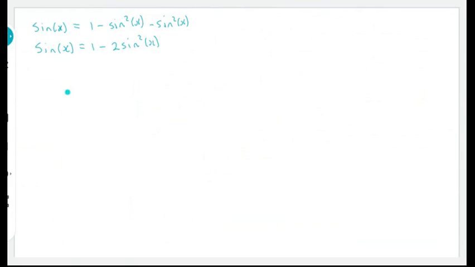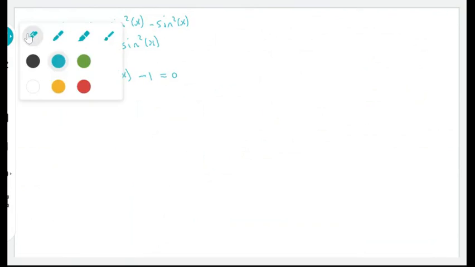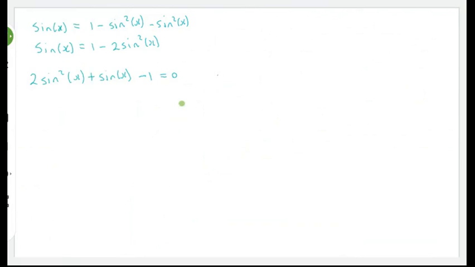And then I'm going to get everything to one side and make it equal to 0. So I have 2 sine squared x plus sine x minus 1 equals 0. And I need to factorize. Can this be factorized? 2 numbers that multiply to give minus 2 and add to give plus 1. Oh, yeah, that's good. That's positive 2 and minus 1.